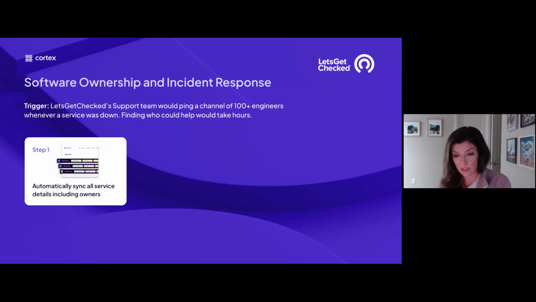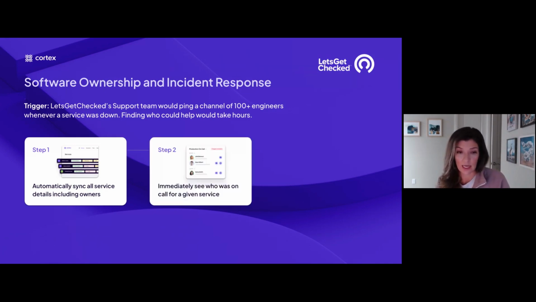So the way to resolve this, and this is not super Cortex specific, you can abstract this out to other IDPs. There's pieces of it that we think we do uniquely better, but the very first step is just syncing all of service details, including owners. So syncing with your identity provider as well to understand who owns this thing and getting that into Cortex. And then immediately seeing who's on call for that given service, what the documentation was, who made the last change. So some of this is for the support engineer, just to see who to contact.